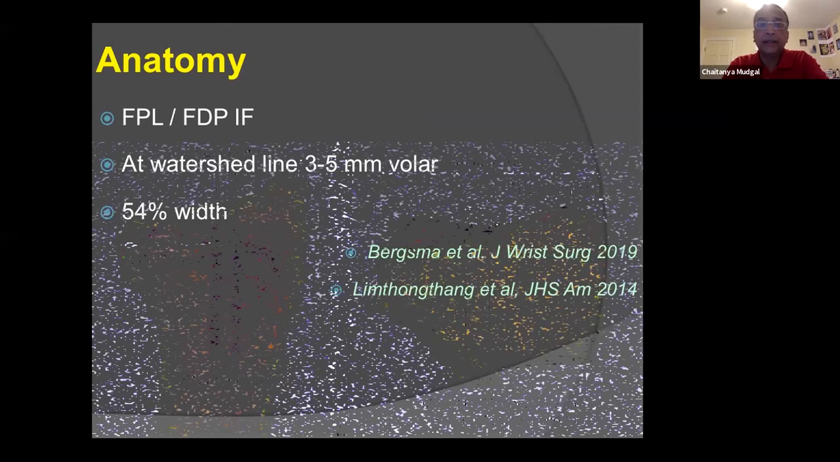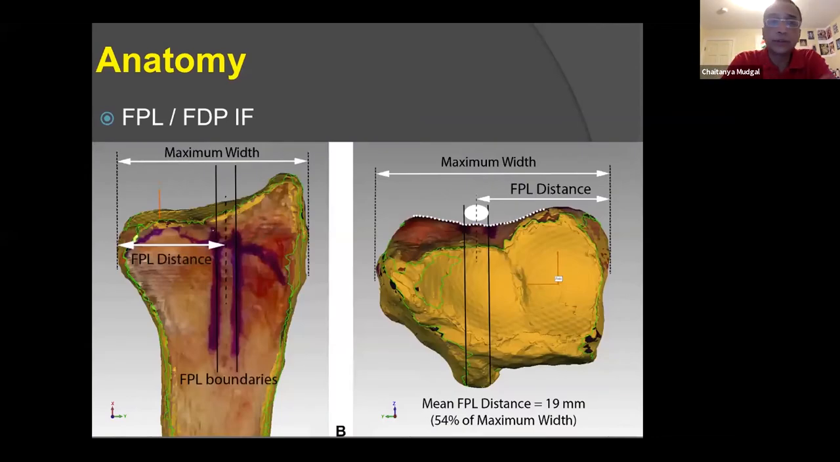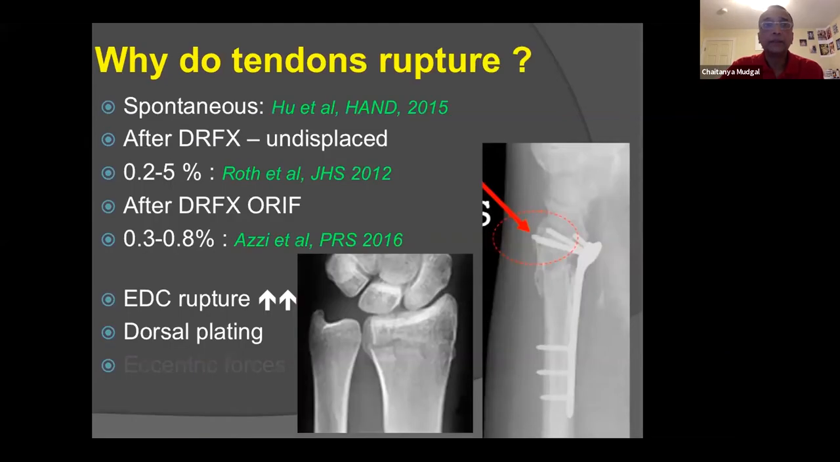Lim Thon Thang and Dr. Osterman's group, they looked at where the location of the FPL tendon would be in relationship to the volar cortex of the distal radius at the level of the watershed line. And what they found was, if you look at this, the white blob here is the FPL tendon, and it's about 54% of the width from the ulnar side of the radius to the radial side at the level of the watershed line, which means there's a good reason why plates placed inappropriately can affect these tendons.